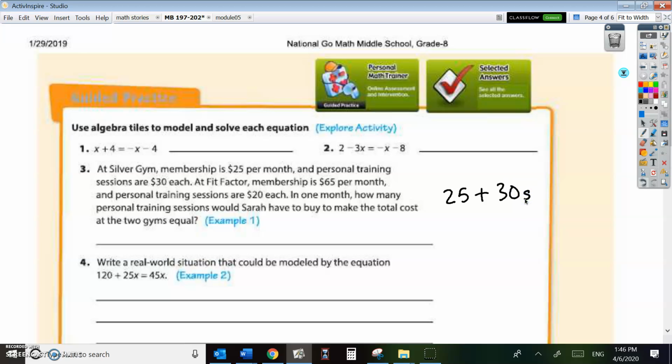At Fit Factor, a membership is $65 per month, and personal training sessions are $20 each. In 1 month, how many personal training sessions would Sarah have to buy to make the total cost at the 2 gyms equal?